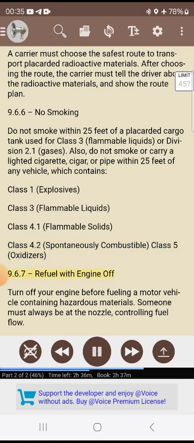9.6.7 Refuel with engine off. Turn off your engine before fueling a motor vehicle containing hazardous materials. Someone must always be at the nozzle, controlling fuel flow.